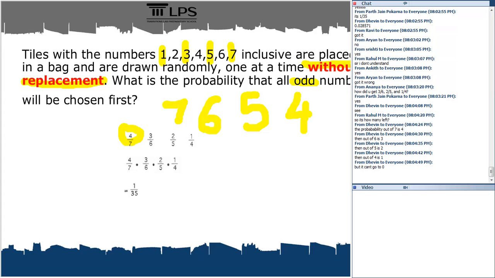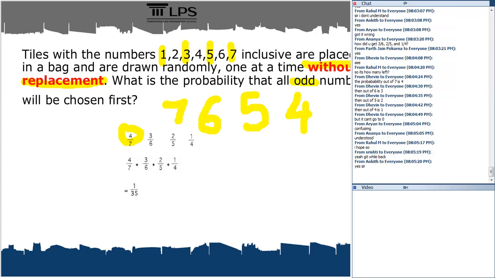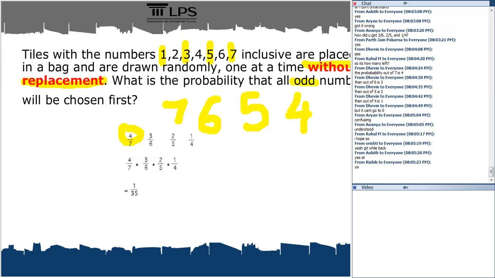Yes, Diven is trying to explain. Yes, that's right, Diven, you followed it. Good. Anybody else? Yes, it can't go to 0 because there are only 4 odd numbers there. Confusing, Aryan. Understood. Great. Very good. Is everybody with me? Shrishti? Shrishti, Rahul, Ananya, yes? Ankit, Rishik. Okay, everybody has understood. Okay, that's great. That's very nice.